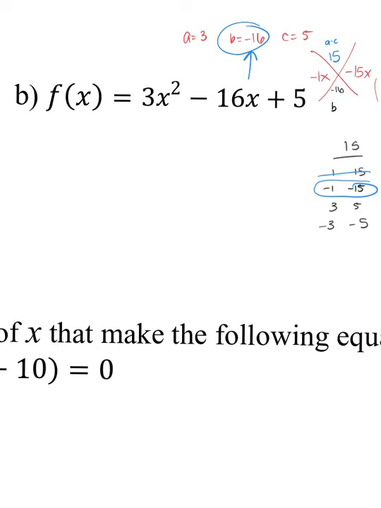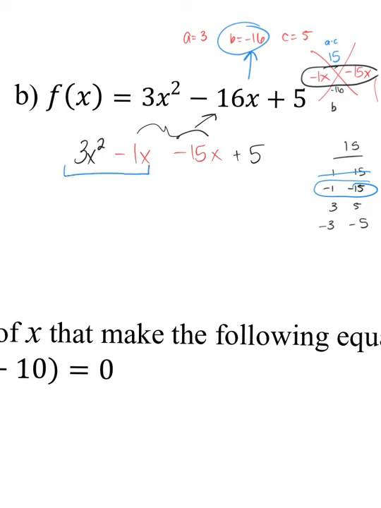So now we're going to do exactly what I just said, and we are going to keep the first 3x squared, right? Because we are plugging in these two, negative 1x and negative 15x, for our b, okay? So I have 3x squared minus 1x minus 15x plus 5. So I've plugged in these two terms for negative 16x, okay? So that's my next step. Then my following step is to group. Hopefully this is ringing a bell. We're going to group these together and we're going to group these together, okay?